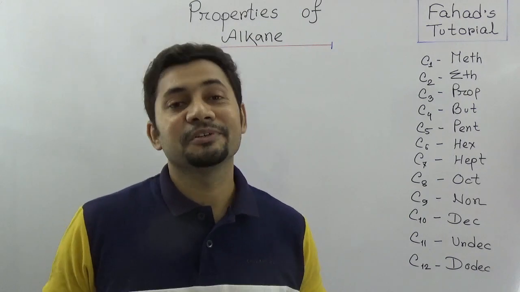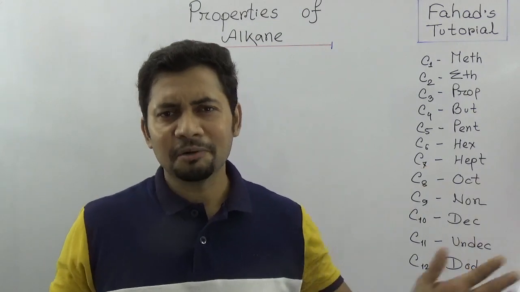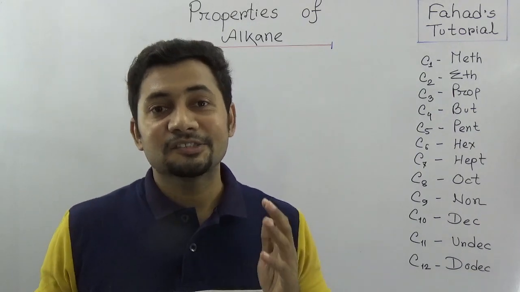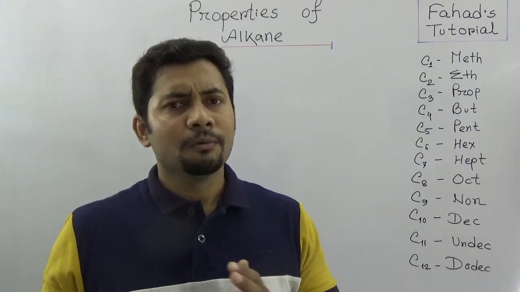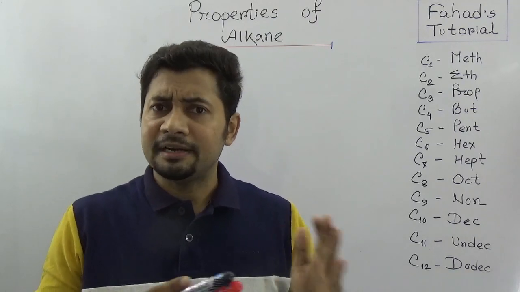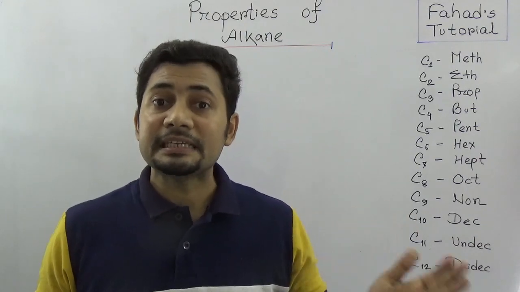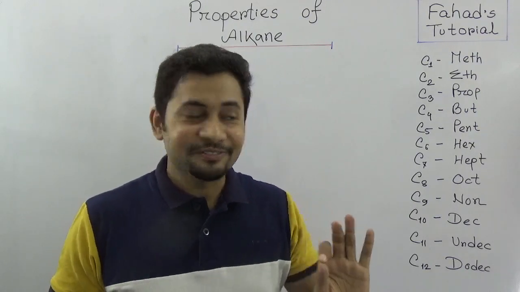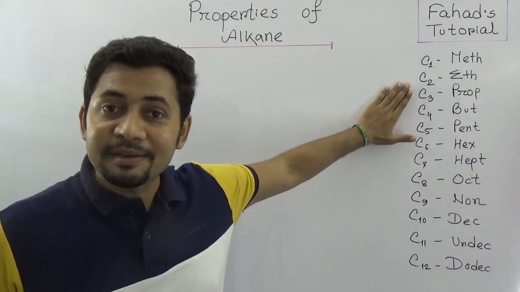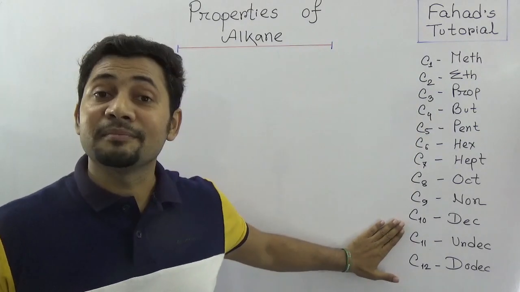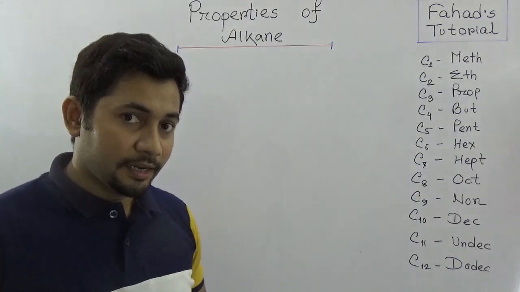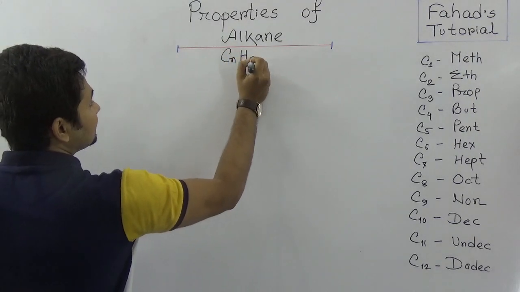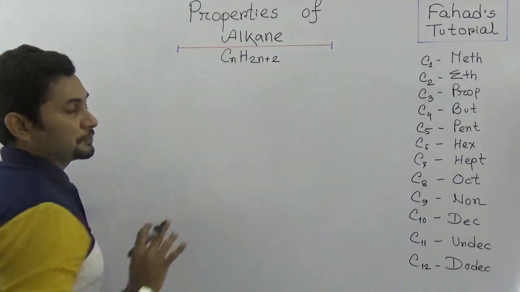In this video I am going to explain about properties of alkane. I hope you know previously that alkane is a saturated hydrocarbon where carbons are attached to another carbon with a single bond, and this is a sigma bond. I hope you also know that we name alkane according to the number of carbon. So you know that the general formula of alkane is CnH2n+2.